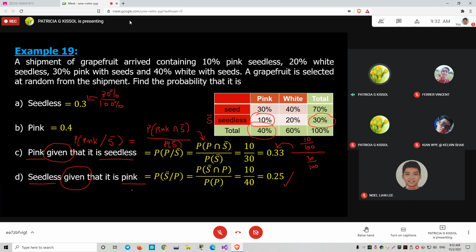format. That means the question would ask the first variable, in this case, the seedless and the pink, and then the question will continue on asking about the given condition. Okay, so I hope all of you are familiar. In fact, our tutorial would be a similar type of question as well.